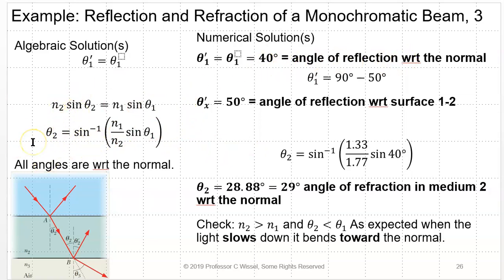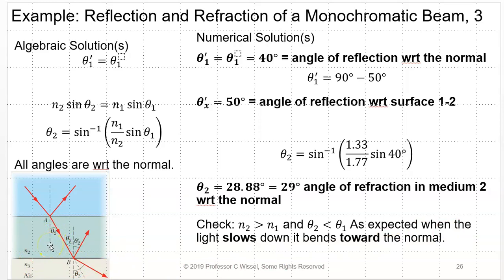And we're going to solve it for theta 2. Theta 2 will be the inverse sine of N1 over N2 times sine theta 1. So theta 2 will be the inverse sine of N1, which is 1.33, divided by 1.77, that's N2, times the sine of 40 degrees, not 50. It comes out to be about 29 degrees. And that's the angle of refraction in medium 2 with respect to the normal. So this is this angle right here, theta 2.